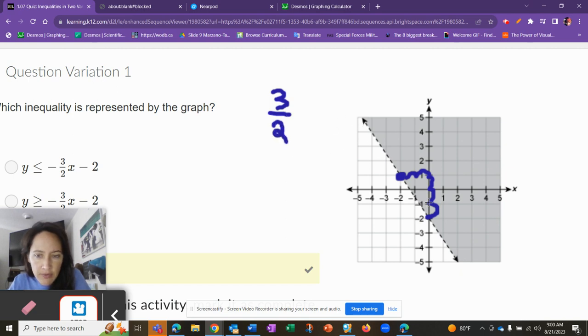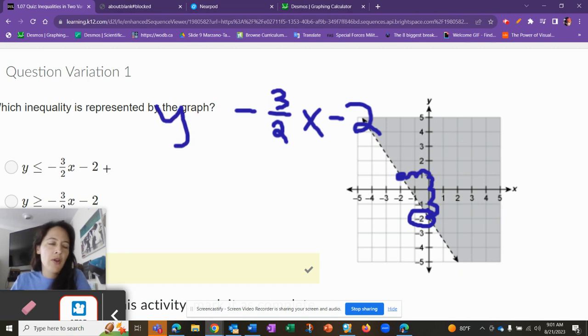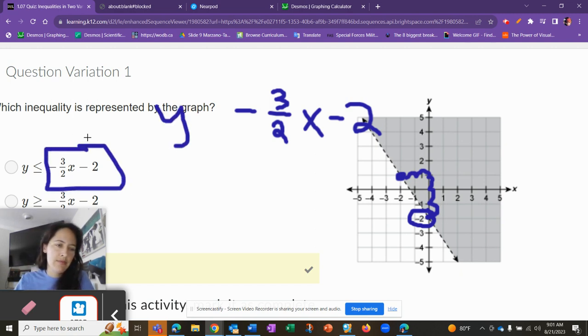And again, because of the direction it's going, I know it's negative. So there's the slope. That goes in front of the x. The y-intercept is -2. There we go. So we have our y negative. Oh, look at this. They're all the same.